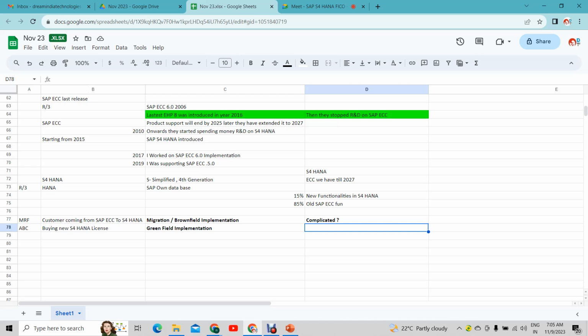Okay. It is a greenfield implementation. Greenfield is, compared to brownfield, an easy one. Okay. Why I said easy? We do implementation and we'll understand. Okay.